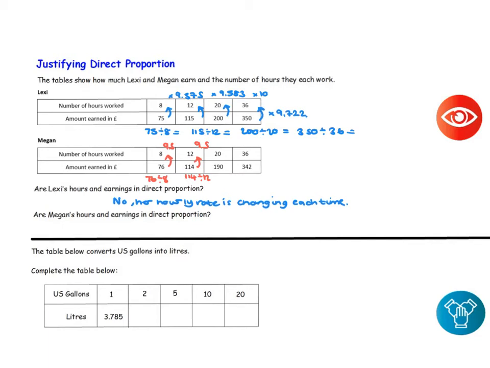190 divided by 20, that gives me 9.5. And the last one, 342 divided by 36. 342 divided by 36 is equal to 9.5. So you'll notice this time, our hourly rate remains the same. Basically, Megan earned £9.50 per hour. And that's because the multiplier remains the same. So for Megan, we can say yes, her earnings are in direct proportion because her hourly rate remains at £9.50.